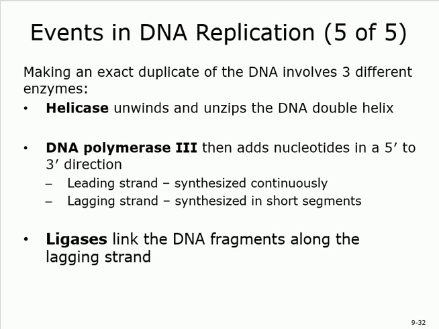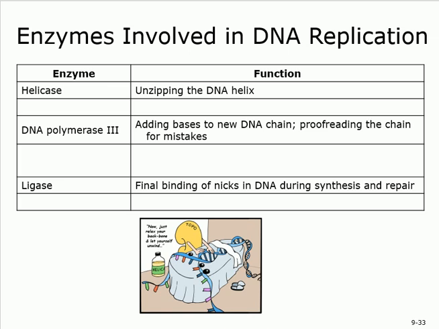Enzymes that we use, we started with helicase that's going to unwind and unzip, DNA polymerase that's going to add the nucleotides, but it's two different ways. Leading strand is continuous, lagging strand is fragments that are called Okazaki fragments, and then ligase is going to ligate them together, meaning hold them together. So here's helicase, DNA polymerase 3, and ligase.